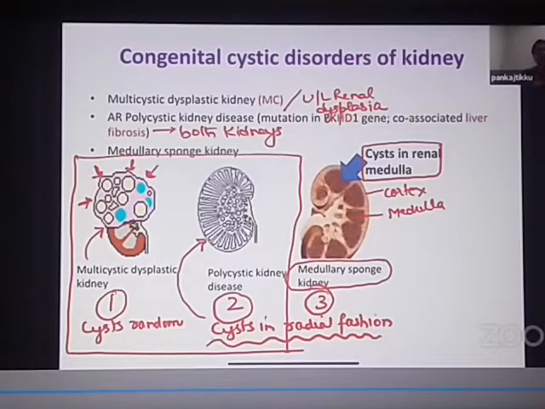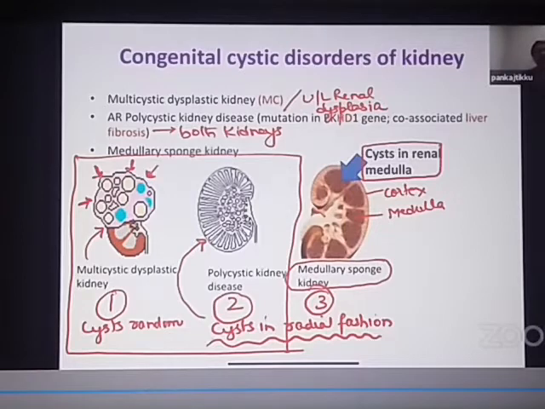The gene which is involved in polycystic kidney disease, because it is familial, that means a gene is involved. So it is the PKHD1 gene. PK stands for polycystic kidney, HD stands for hepatic dysfunction gene. On the other hand, multicystic dysplastic kidney usually does not have any gene involvement, hence it is not a familial disorder.